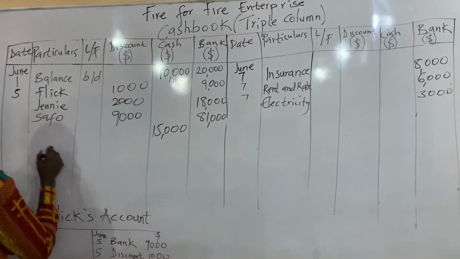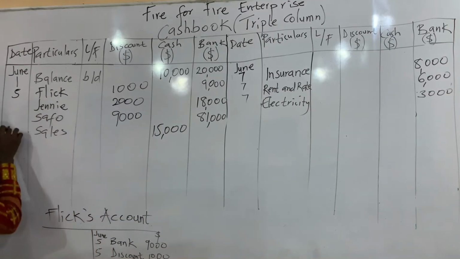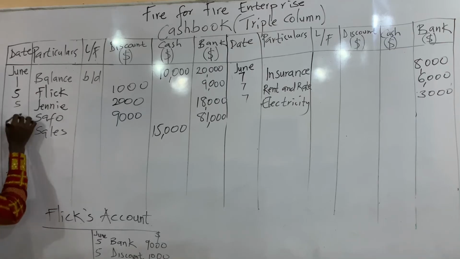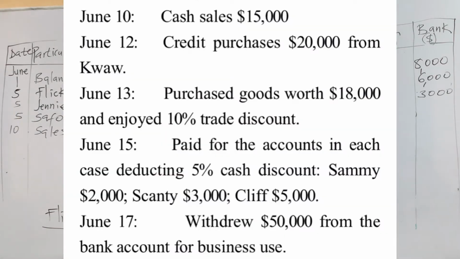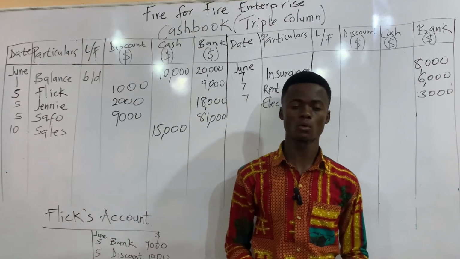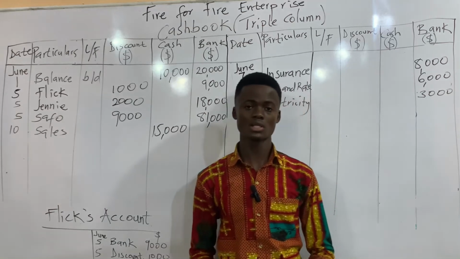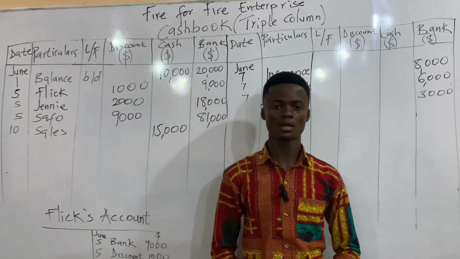And the corresponding account is sales. And this also took place on June 10th. So the next transaction also says that on June 12th, credit purchases $20,000 from Qual. This transaction also means that we bought goods on credit from a supplier called Qual. But since the cash book only records cash transactions, this transaction will not be recorded in the cash book.